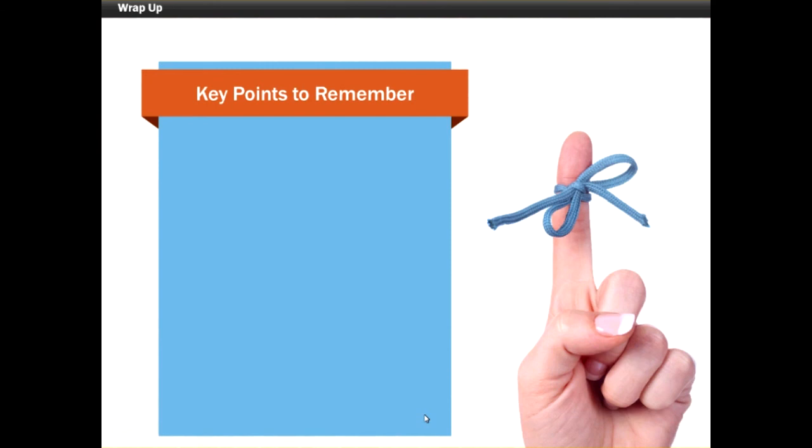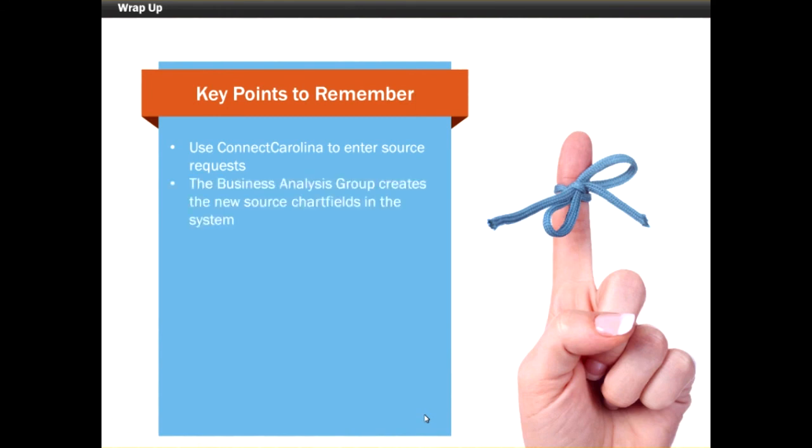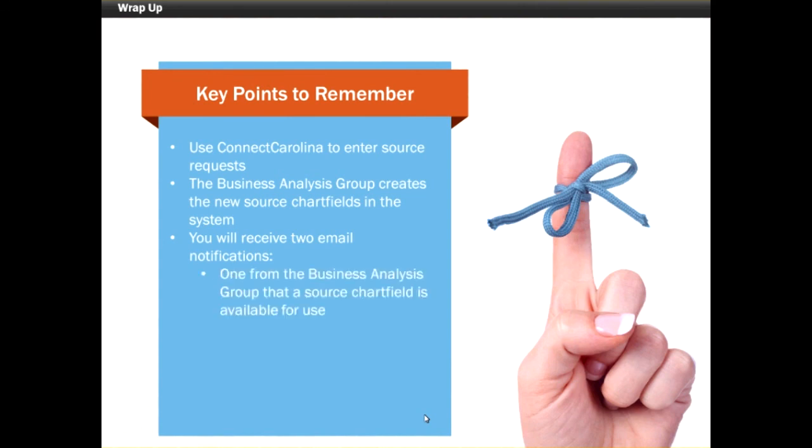So I just want to go over a few key points to remember. Remember to use Connect Carolina to enter all source requests. The Business Analysis Group actually creates the new source chart fields in the system, and you will receive two email notifications when a source has been created. One comes from the Business Analysis Group to say that the chart field is available for use in the system. And second, you get an email from the controller with the Fund and Source Authority document attached. You really shouldn't use the new source until after you receive the Fund and Source Authority document, and that has been signed off.